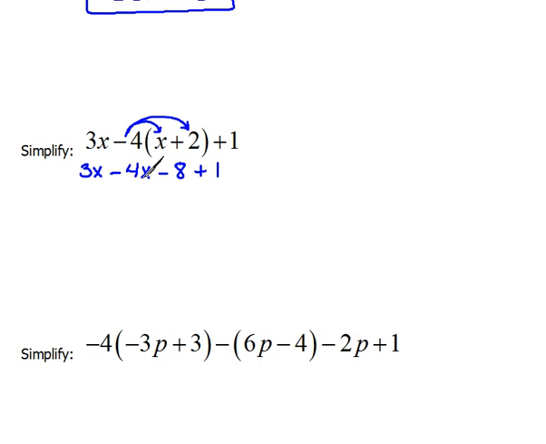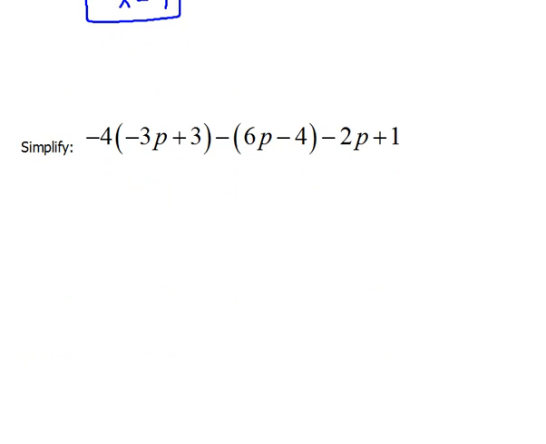Now we collect our like terms. We can put our x's together. So 3 of those minus 4 of those would be minus an x. And minus 8 plus 1 would be minus 7. And that's as far as we can take that.